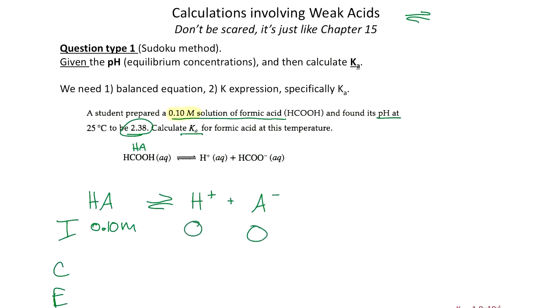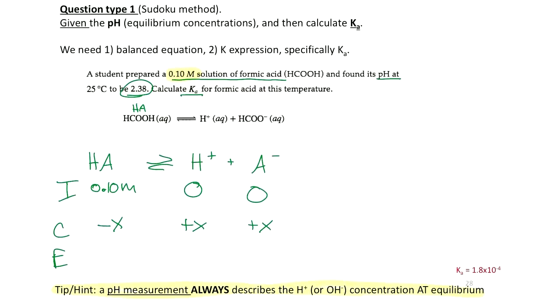Does this feel familiar? Yes, where does the reaction have to go? Forward. So what goes in the change line, left to right? Minus X, plus X, plus X. This is why acid-base equilibrium is easier, because the stoichiometry is always 1-to-1-to-1. It's easier. Okay, and now we just do the column. So at equilibrium, we have 0.1 minus X of HA.